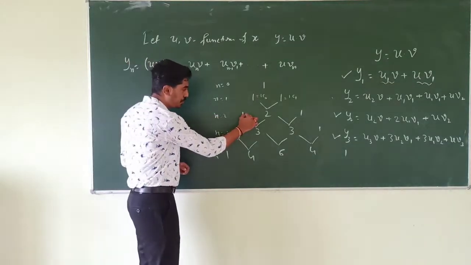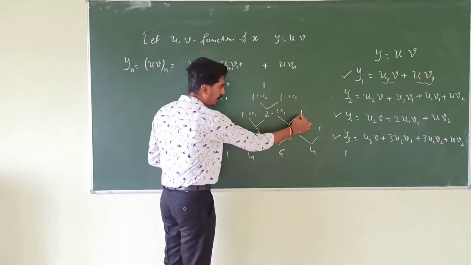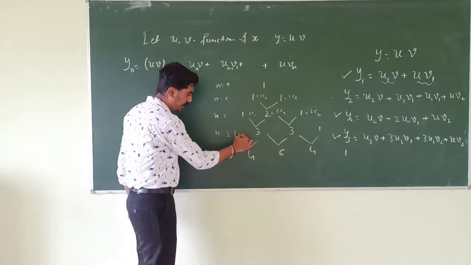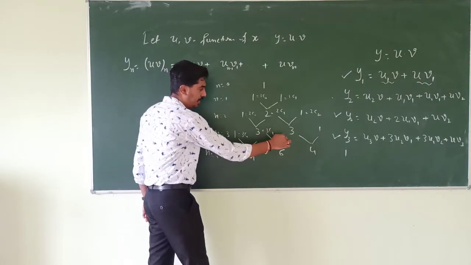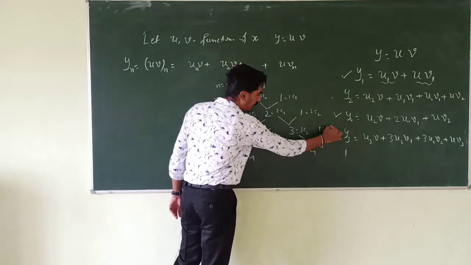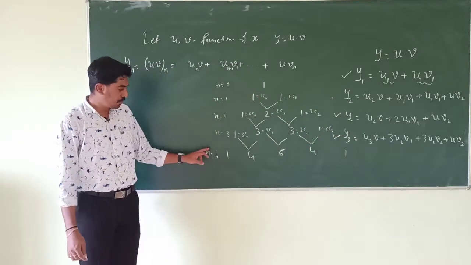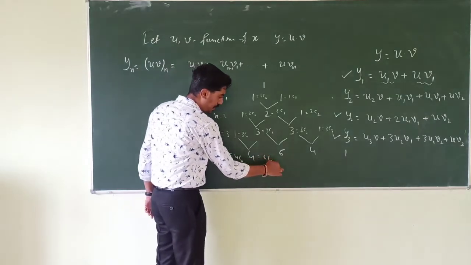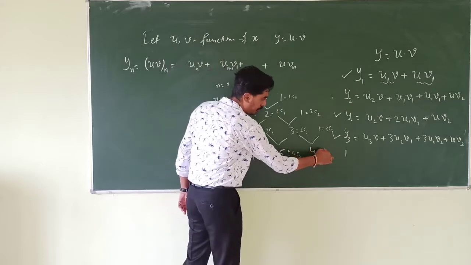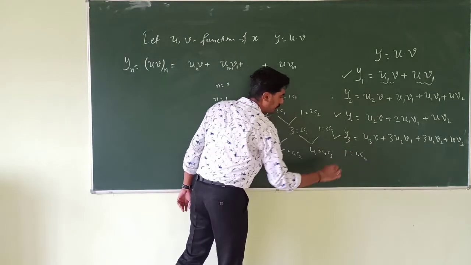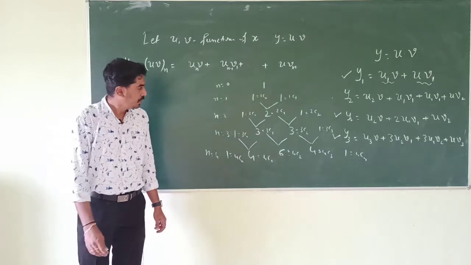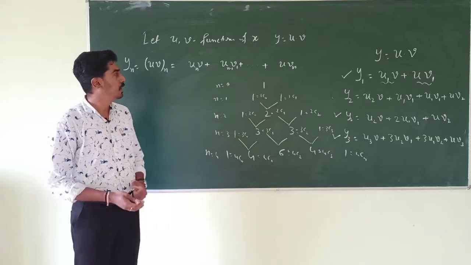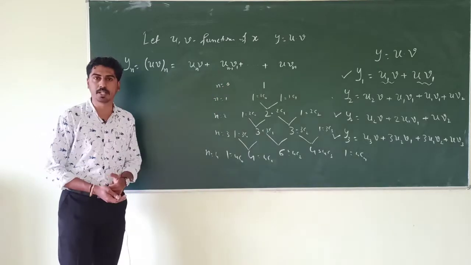For 2, this is 2C0, 2C1 and 2C2. For 3, this is 3C0, 3C1, 3C2 and 3C3. For the fourth derivative, the coefficients are equal to 4C0, 4C1, 4C2, 4C3 and 4C4. Again, we have a beautiful pattern. We can easily predict the coefficients of the nth derivative.